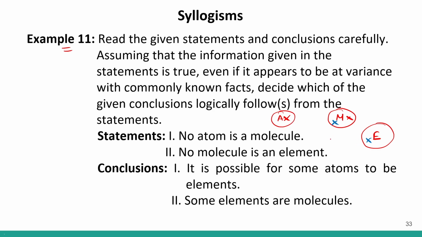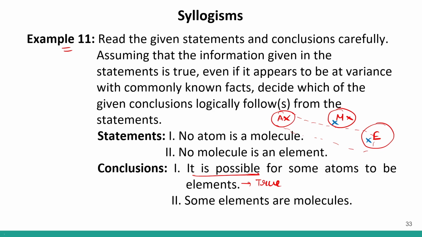Okay. Now, conclusion 1 says it is possible for some atoms to be elements. Yes, because my atoms can be like this. There is no restriction. Correct? They can overlap. So this is a true possibility. It is mentioned in the question that it is possible.